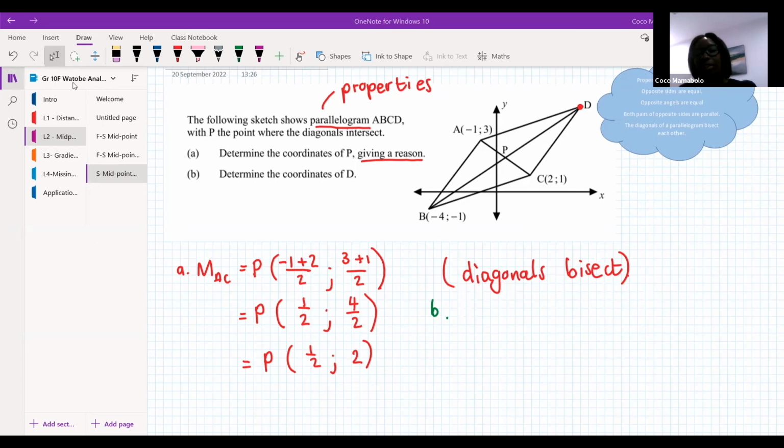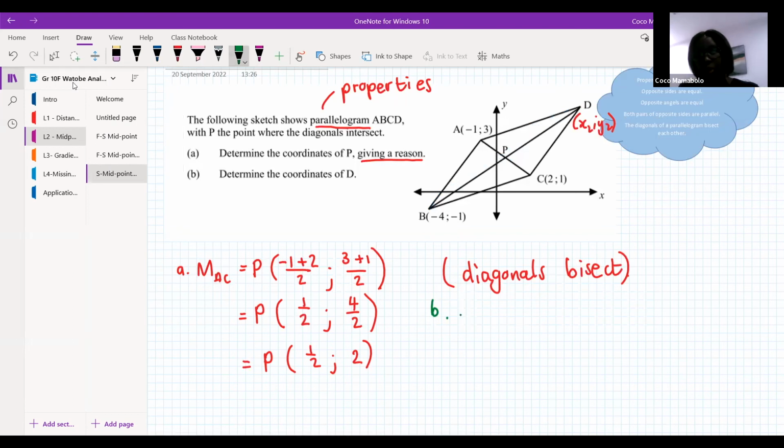I'll explain why. Here's what I can tell you guys now. I know my coordinates for P, and I know that my diagonals bisect. That means that the distance from B to P is going to be exactly the same as the distance from P to D. Yes, I see it. We could possibly use the distance formula, but that's not going to help us. What we can do is use the midpoint formula, and we can call this x2 and y2, and use that to find those coordinates.